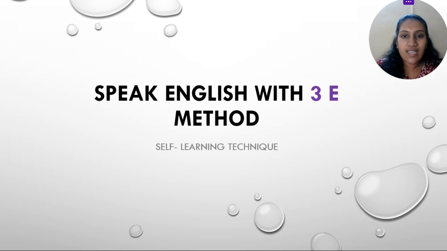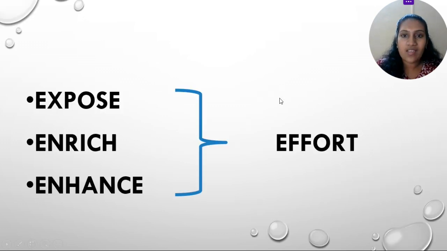So which are these 3E? Let's see. In this video, I will introduce these 3E, and the detailed explanation of each E will be there in the coming video along with the methods you need to follow. So these are the E's: expose, enrich, enhance through the combined effort. Yes, there is one big E at the last, effort.